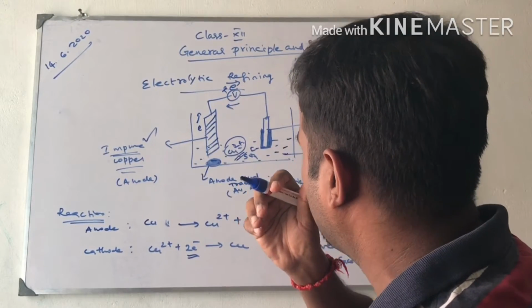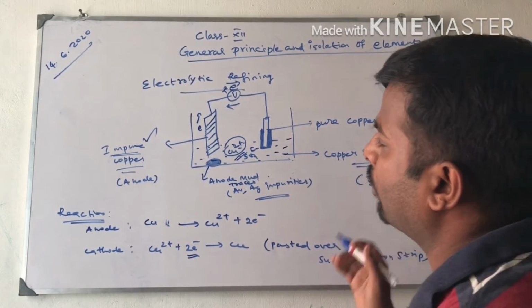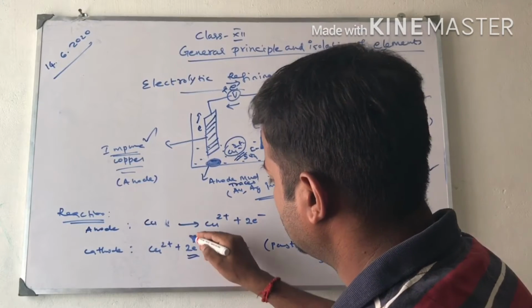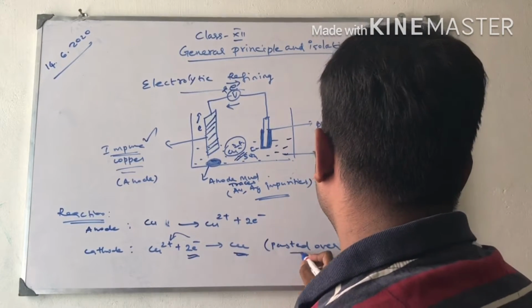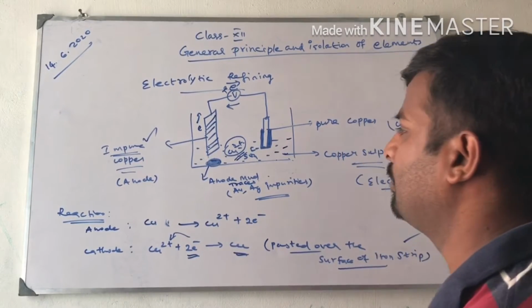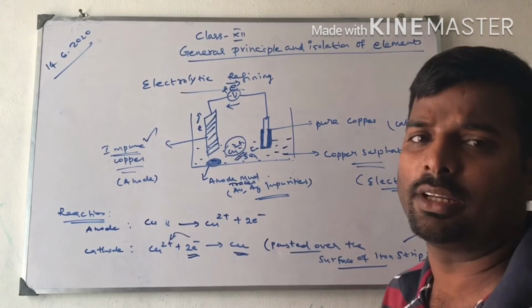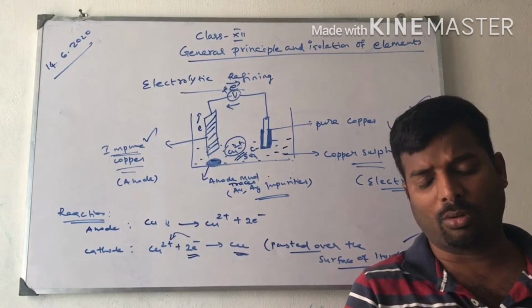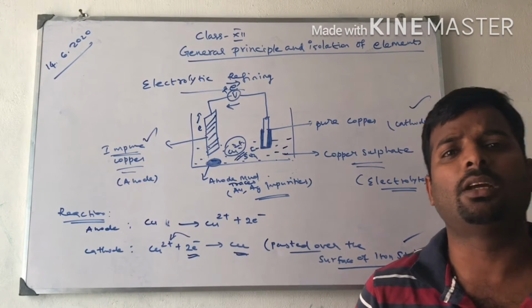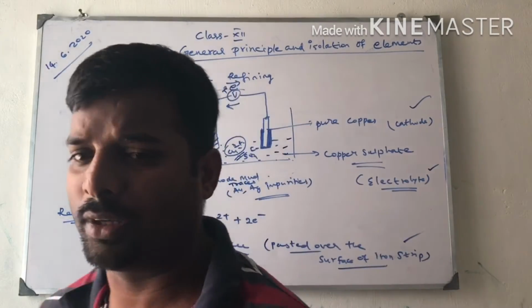1 mole of copper will give 2 electrons. Like that it will give more electrons. The electrons are gained by Cu2+, which forms copper and is deposited over the surface of the strip. This is electrolytic refining. This method is applicable for copper, silver, gold and other noble metals.